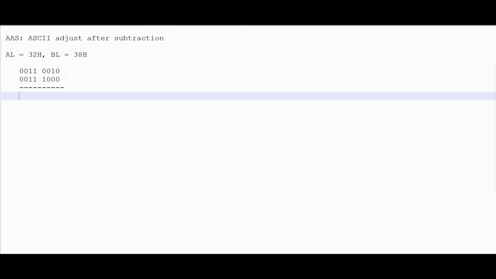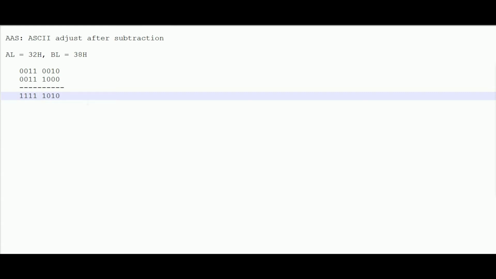Let us start from the LSB. 0 subtracted from 0 will give you 0. Then 0 minus 0 gives 0 again. And then 0 minus 1, now it needs to take a borrow. So let me just finally do the subtraction. It will give you 1111 and 1010.